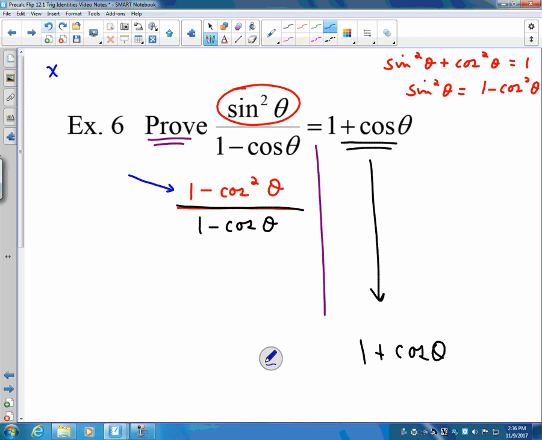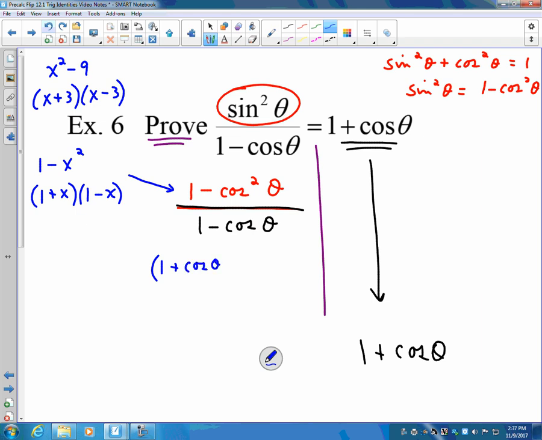is kind of like x squared minus 9, right? That's the difference of 2 perfect squares. X plus 3 times x minus 3 is how I would factor that. Could I factor 1 minus cosine squared? That's kind of the same thing as factoring 1 minus x squared. What's that? That would be 1 plus x times 1 minus x, right? So let's factor 1 minus cosine squared. So that's going to be 1 plus cosine of theta times 1 minus cosine theta.